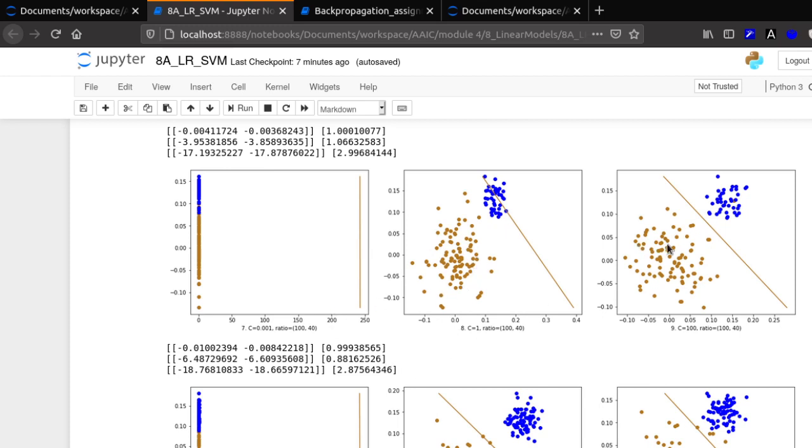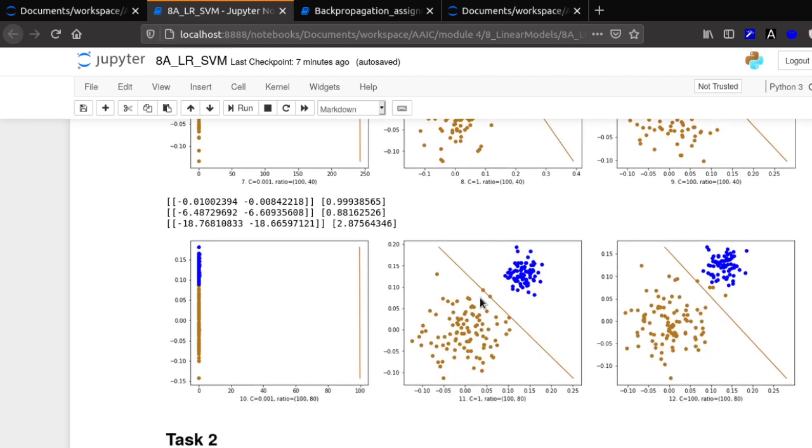Now moving to the next set, where we have the value of c equal to 100, with 100 blue points and 40 red points. So the value of c is doing good. This hyperplane is separating them very well, but still there is a point in between, so this can't be separated. If we separate this one, then it will be a case of total overfit. So we can say that this model is doing very well on this dataset.